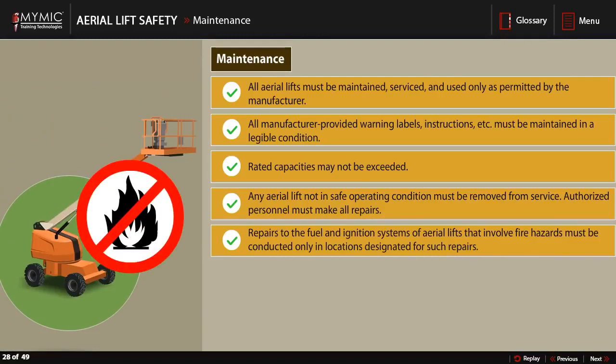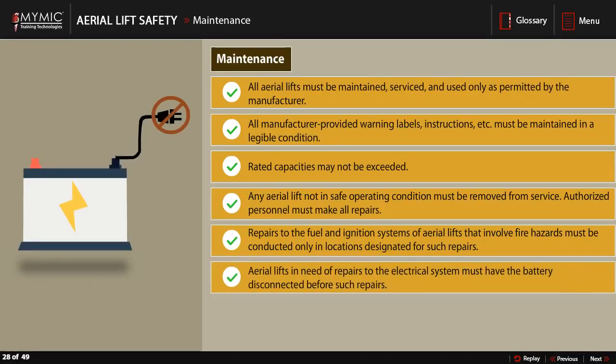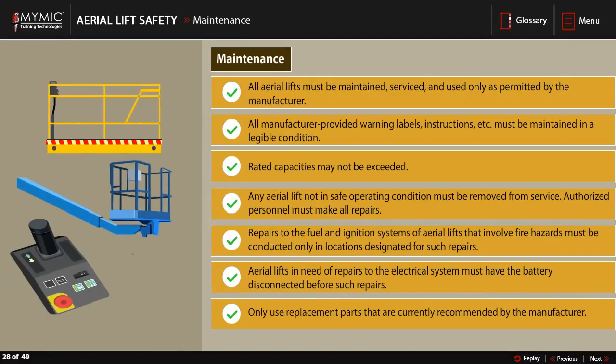Repairs to the fuel and ignition systems of aerial lifts that involve fire hazards must be conducted only in locations designated for such repairs. Aerial lifts in need of repairs to the electrical system must have the battery disconnected before such repairs. Only use replacement parts that are currently recommended by the manufacturer.